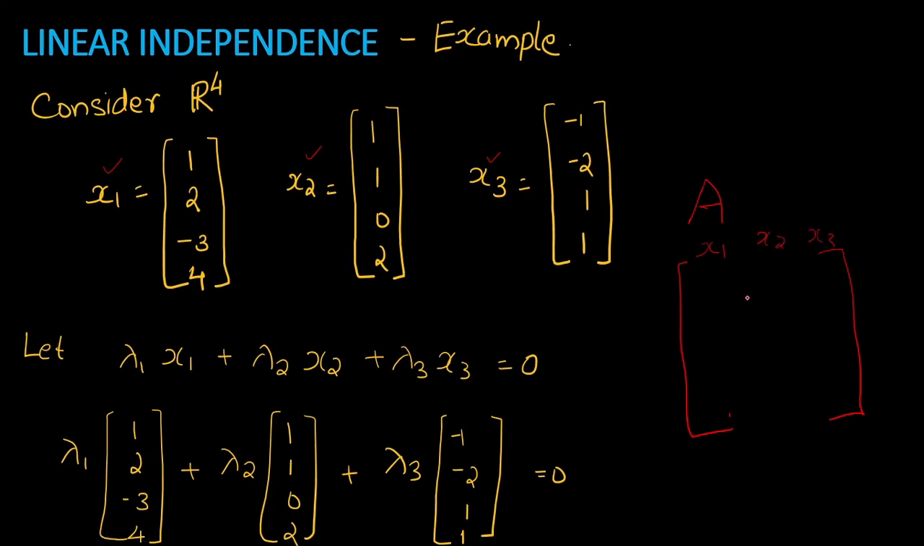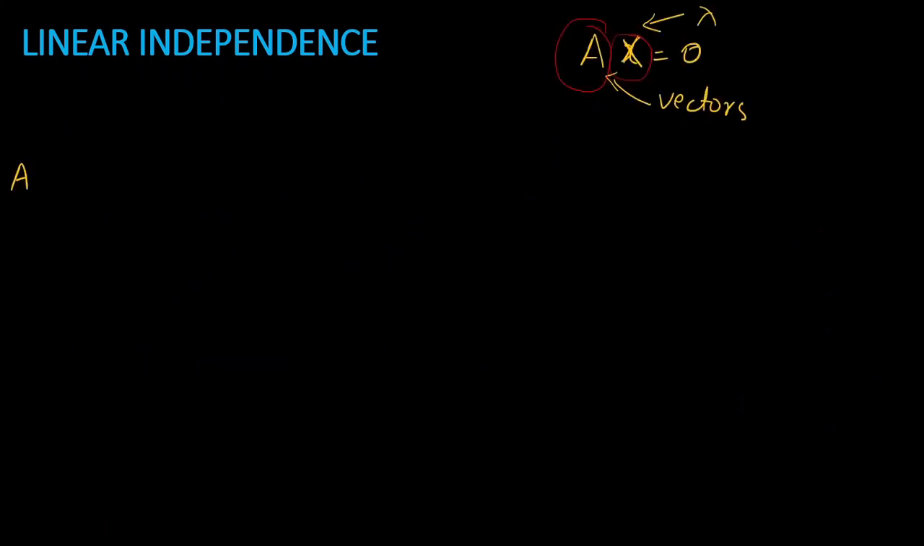So we have to write x1 over here, that is 1, 2, minus 3 and 4, and 1, 1, 0, 2, that is x2 over here, and in the third column negative 1, negative 2, 1, 1. We have to write it like this. So that is the matrix A, or the coefficient matrix A.